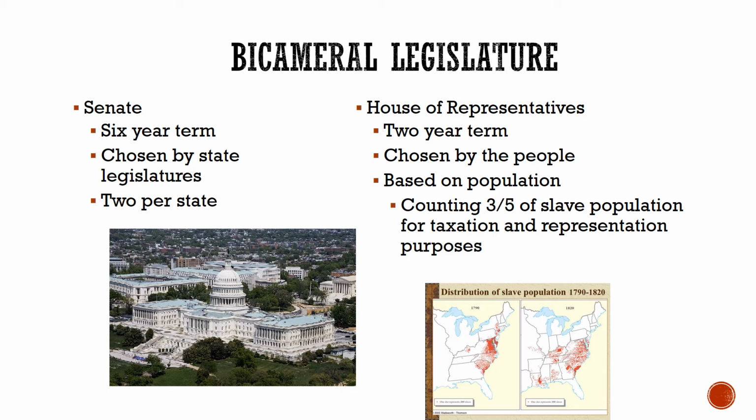And the northern states basically said, look, you can't have it both ways. So the 3/5 compromise was created to settle this issue, that we would count 3/5 of a state's total slave population for both taxation and representation purposes.